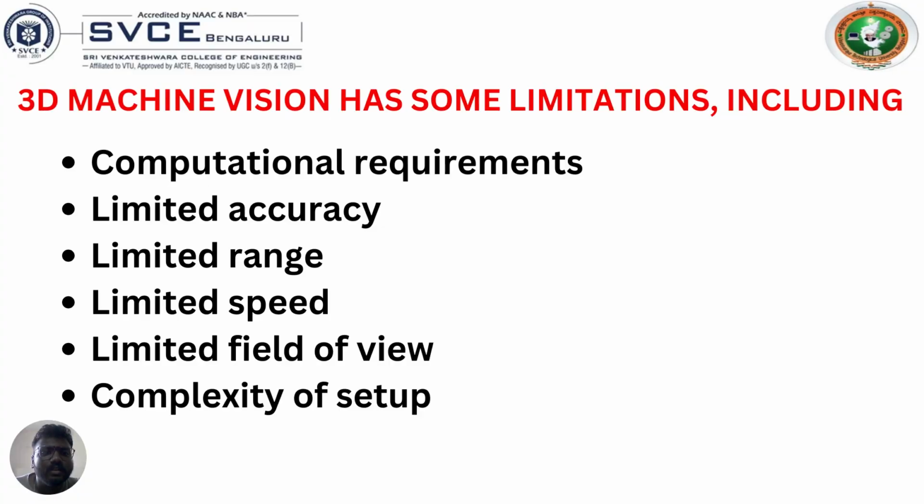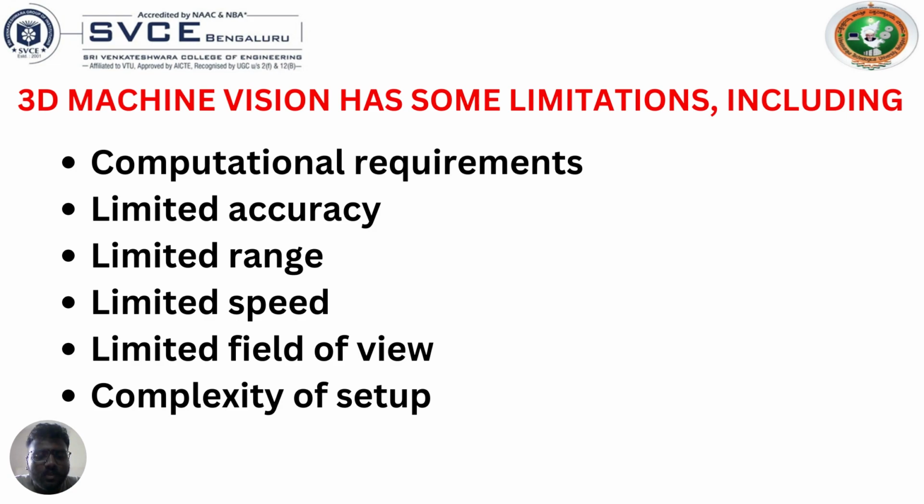Machine vision has some limitations including computational requirements, limited accuracy, limited range, limited speed, limited field of view, and complexity of setup. For computational requirements, powerful resources such as a high speed graphics card are needed to process a large amount of data in real time. This makes the system expensive and complex to implement.